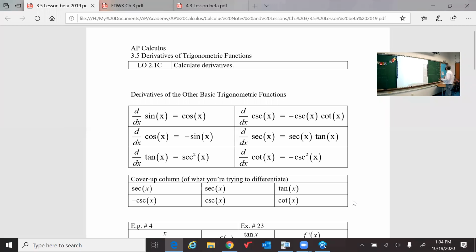To do the quotient rule, the derivative of this, we take the denominator and square it, and then paste the denominator in the numerator. Practice with the quotient rule. So far, so good? Times the derivative of the top. The derivative of sine is cosine. Subtract the top, which is sine, times the derivative of the bottom.